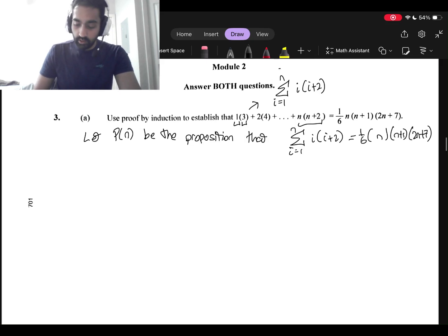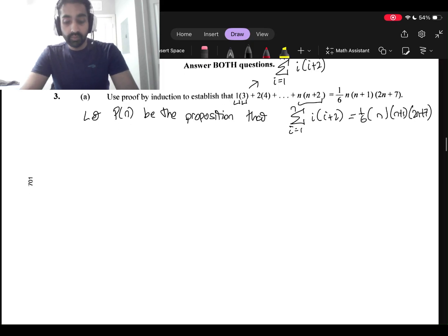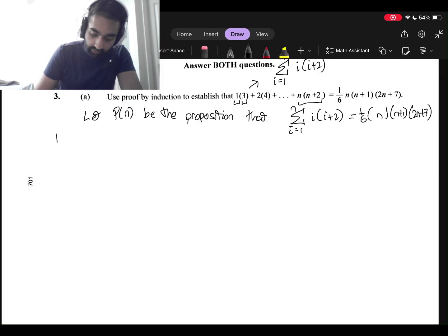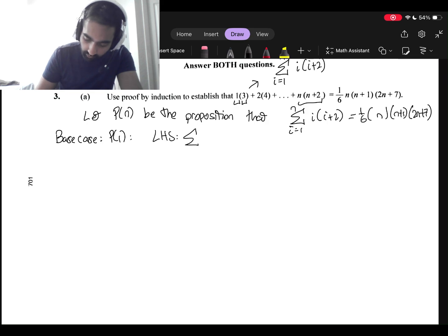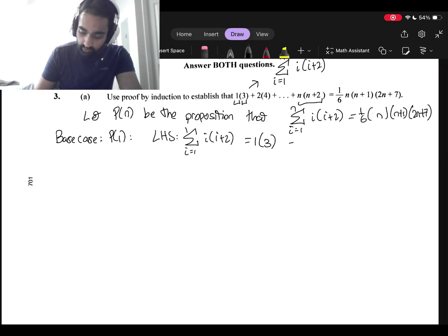Now, in an inductive proof, there are 3 steps. One is the base case, the next is the inductive hypothesis, and then you do the inductive step. We start with the base case, which is P of 1. So I just let n equal 1 in my P of n. The left-hand side is the summation i going from 1 to 1 of i times i plus 2, which is 1 times 3, which is 3.